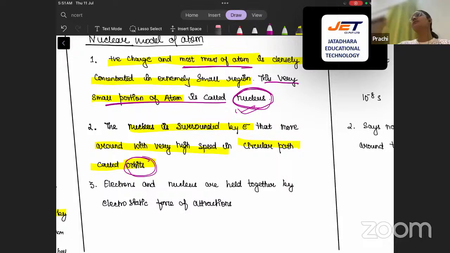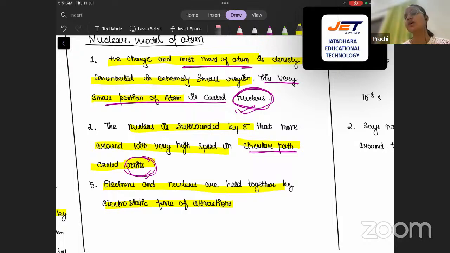And the electrons, they move around the nucleus in circular paths with very high speed, and these circular paths are known as orbits. Also, what he said is that the electrons and the nucleus are held together by the electrostatic forces of attraction. That was another addition. That is, I have a positive charge, I have a negative charge. So yes, two point charges will have an electrostatic force of attraction between them.